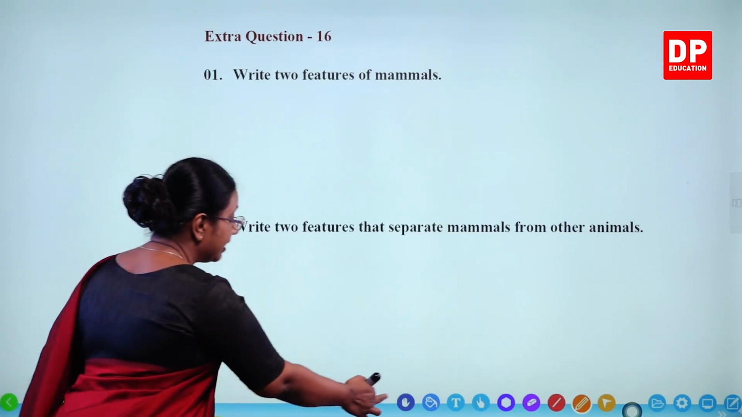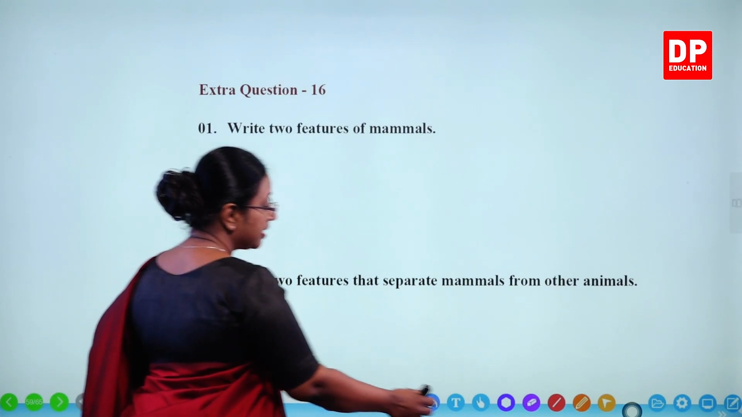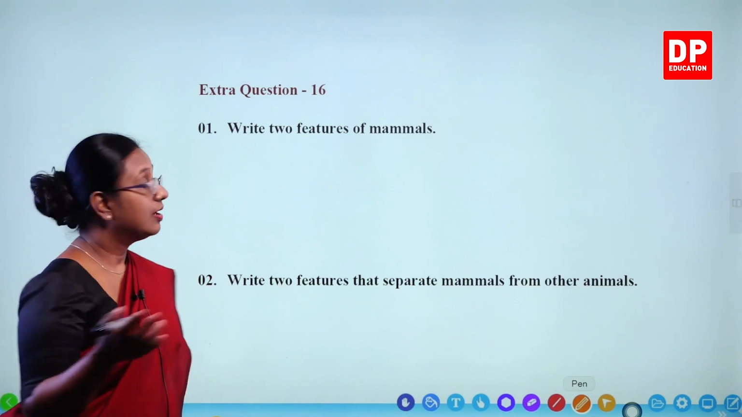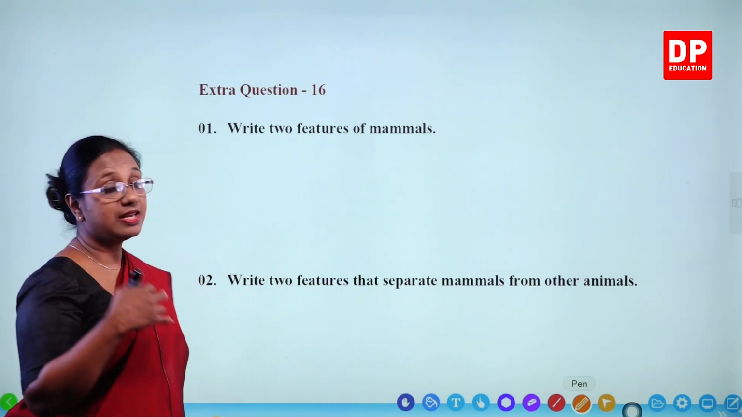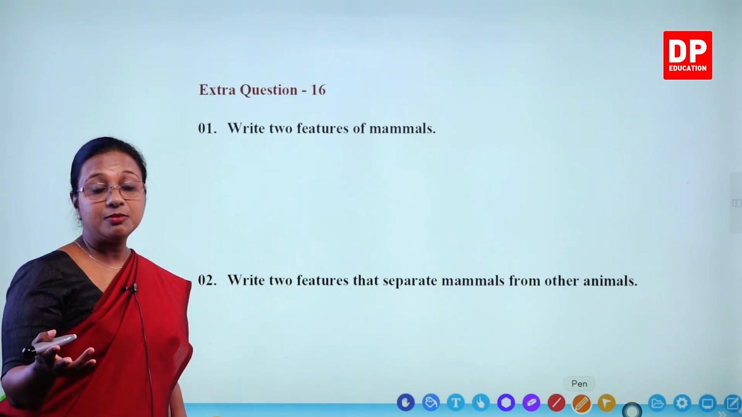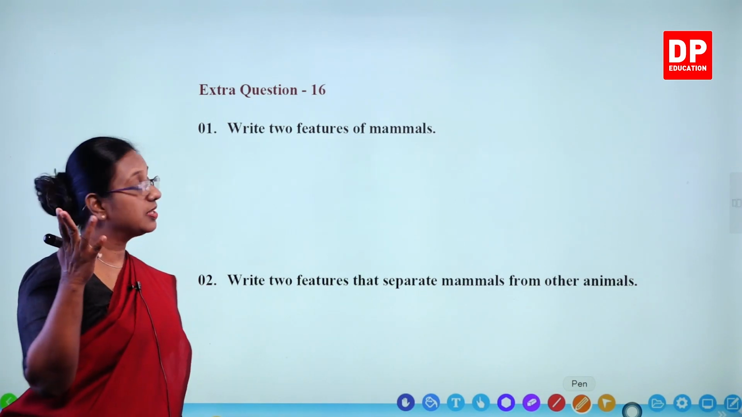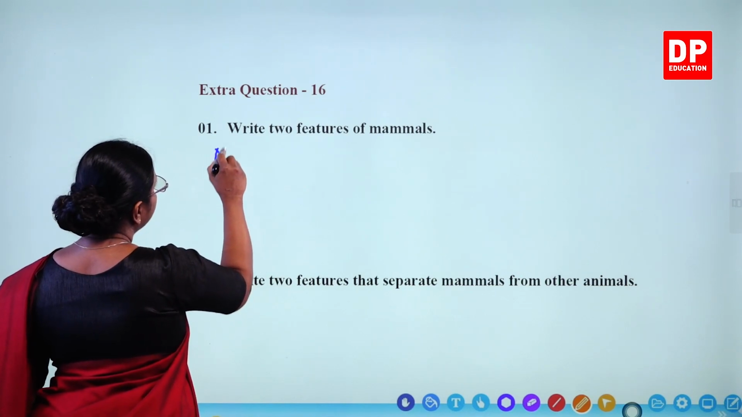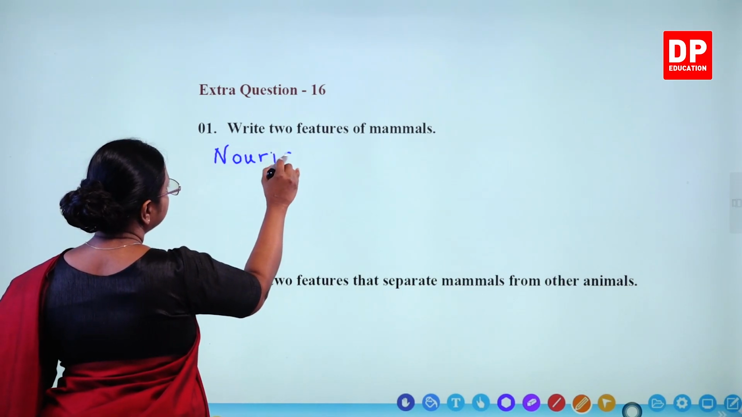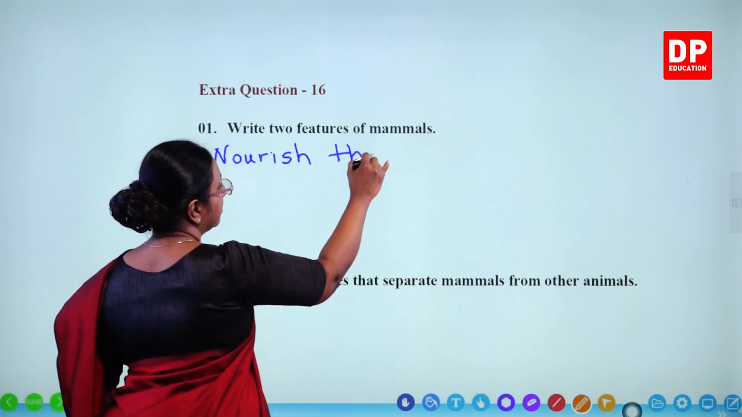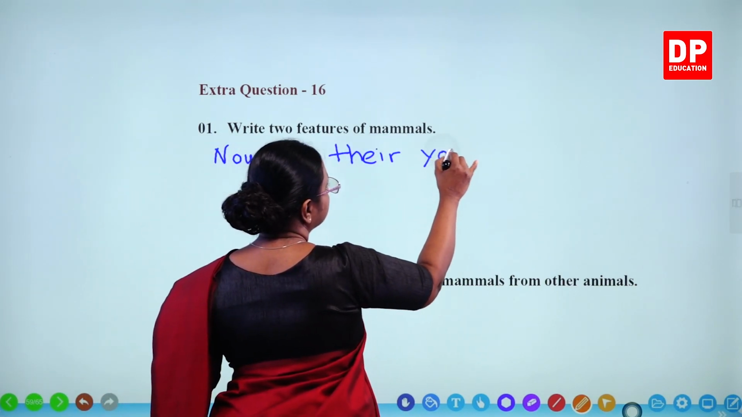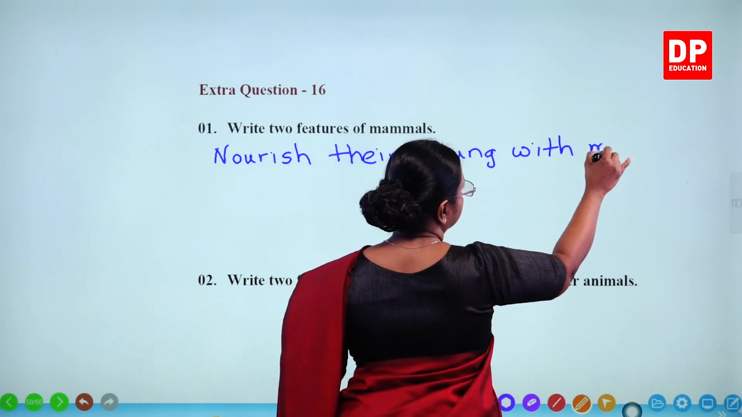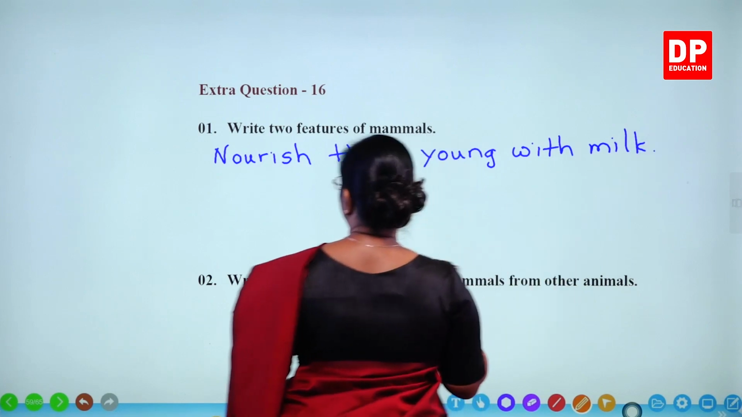Presence of mammary glands, presence of hair on skin, presence of sebaceous gland, sweat gland, or here you can even say they nourish their young with milk, external earlobes. You can write any 2 features. So here I will say they nourish their young with milk. What else?